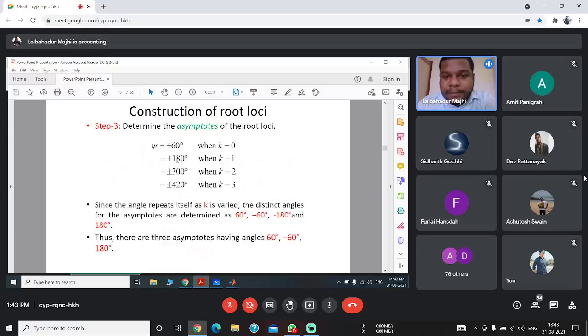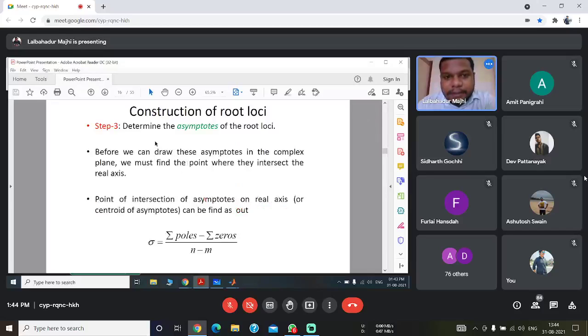So, the angle of asymptotes. Just to avoid confusion, calculate the asymptotes for positive angles only. If you mix negative and positive, you may get confused. So it will be better if you determine them for the positive angles only. So next is the centroid.